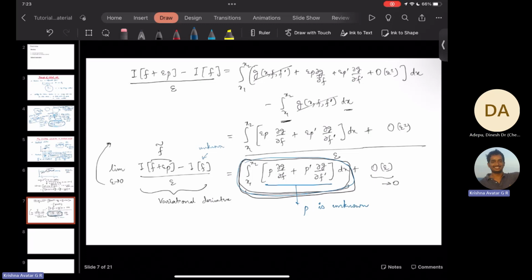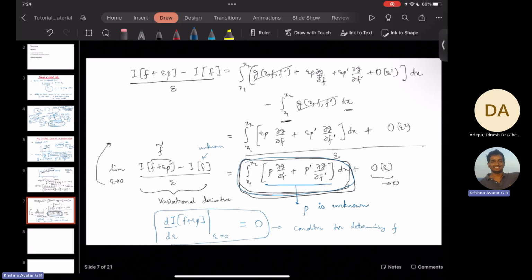We will actually go through this derivation now, and we'll see that p is also unknown. So we have just one equation, and since our goal is to determine the extremum of f, we need the variational derivative to be zero. This we can write compactly as d of f plus epsilon p, at epsilon equal to zero. This we equate to zero. So this should give us a condition for determining f.